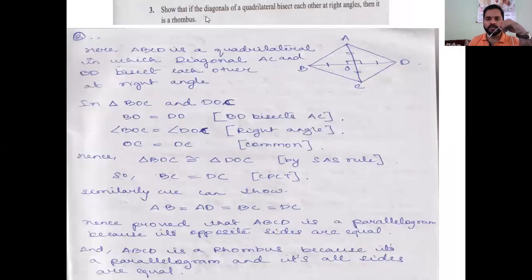Number 3, show that if the diagonals of a quadrilateral bisect each other at right angles, then it is a rhombus. It's a quadrilateral, and the diagonals bisect each other at right angles. See, there is a property of a rhombus. As I told you to look at the class 8 book, it was mentioned that the diagonals of a rhombus bisect each other at 90 degrees. This part is already given.